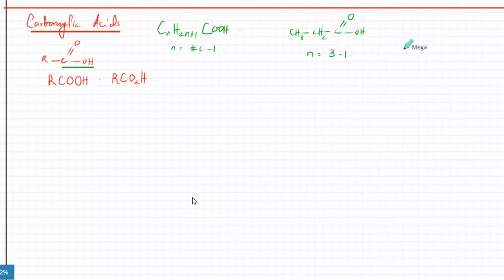So you can use the general formula where n is the number of carbon atoms minus 1. ठीक है, तो n की value 2 लेनी है. So if I use CnH2n+1COOH, तो n की value क्या लेनी है? It's going to be taken as 2. So n is going to be 2.